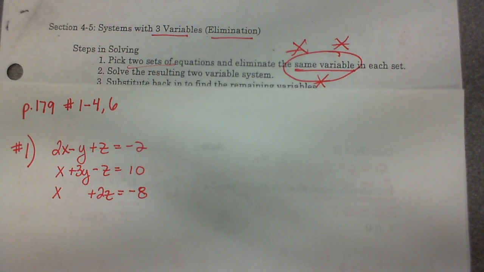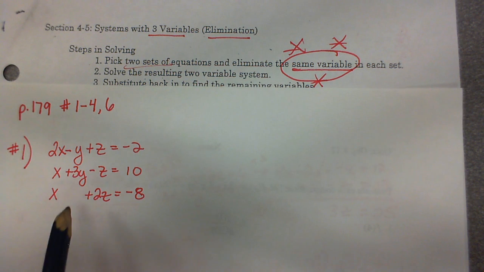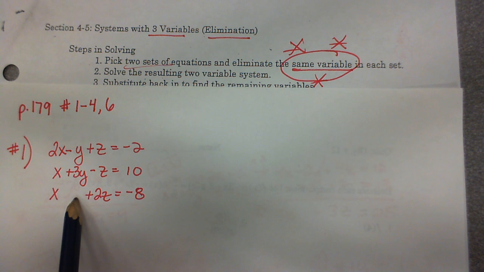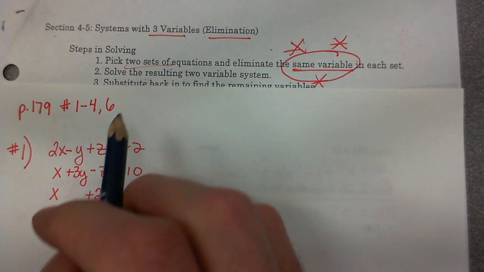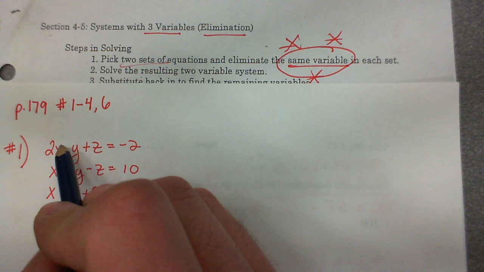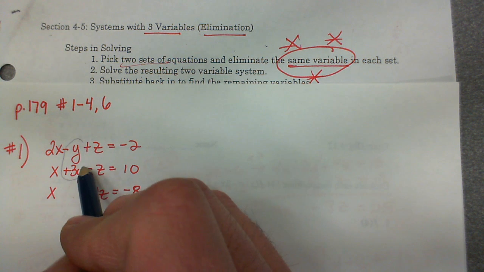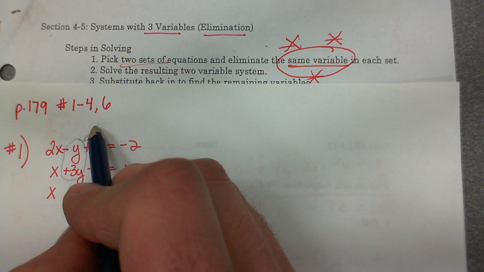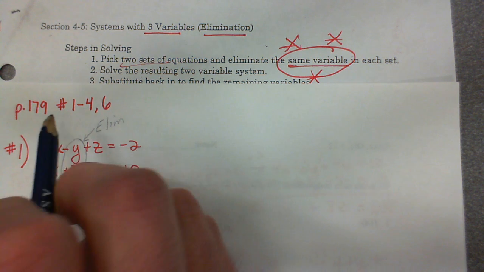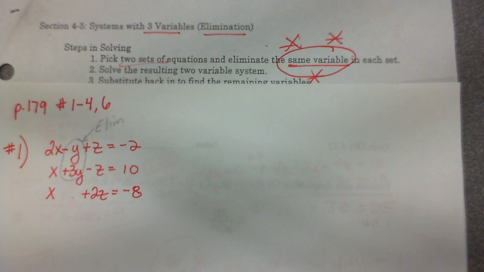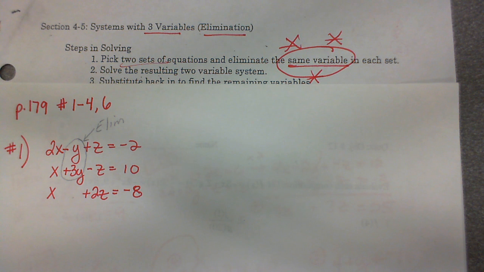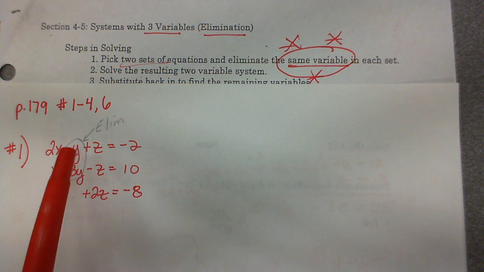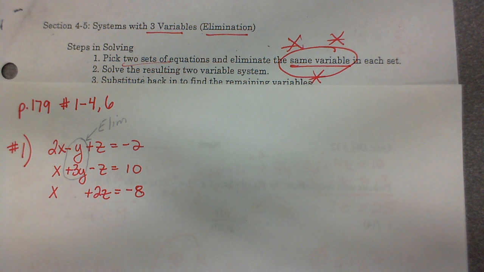Well, we're trying to eliminate a variable. Well, guess what? There's no y here. So all we need to do is take the first two equations and eliminate the y. If we can eliminate that y, then we're going to be able to use the answer from that and our last equation and get our answer quicker.